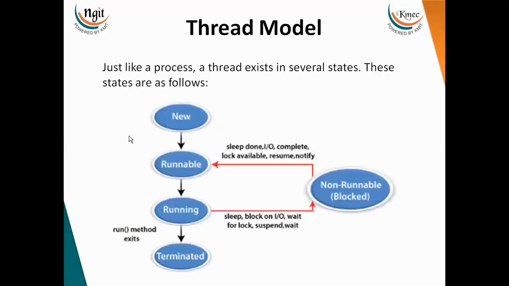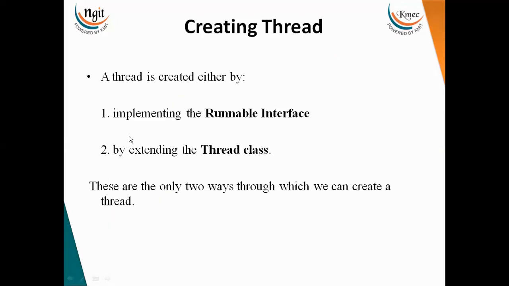Now, I'm moving on, beta. This is done. Sir, how to create a thread? Beta, you can create a thread in two different ways: either by implementing the Runnable interface or by extending the Thread class, right? These are the only two ways we can create a thread. Now we will see them one by one: how to create a thread by extending the Thread class or by implementing the Runnable interface.